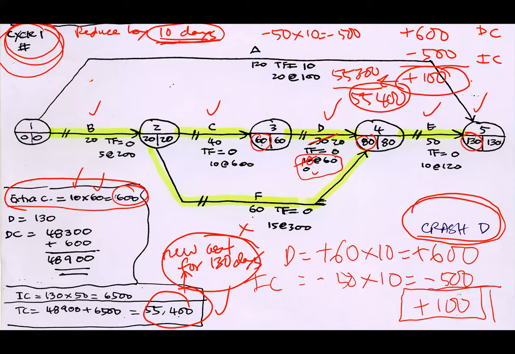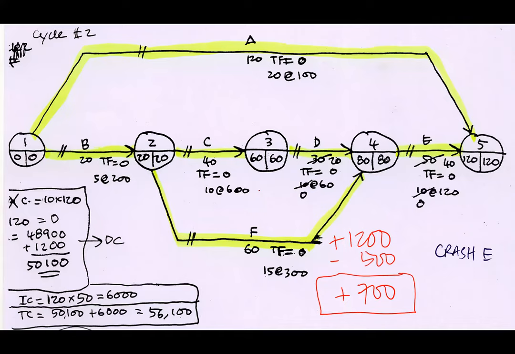After cycle one, there is a formation of a new critical path, which is F. Okay, next, let's say I want to reduce another 10 more days. I'm showing you step by step, which is not necessary. You can just go straight away. But I'm just showing you step by step. The next cycle, I want to reduce another 10 more days. I call it cycle number two.